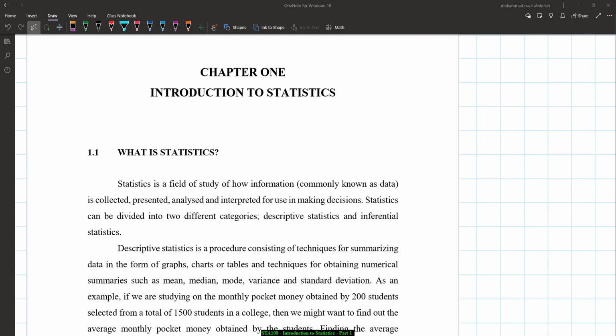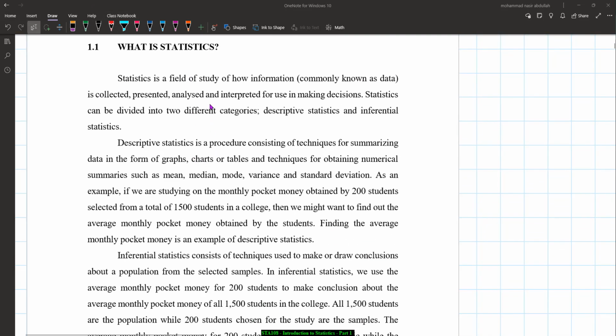Alright, for the first chapter, kita nak tengok what is statistics, right? Boleh dengar? So statistics basically is a field of study of how information, commonly known as data, is being collected, presented, analyzed, and interpreted. This is the definition of statistics lah. How information is being collected, right?